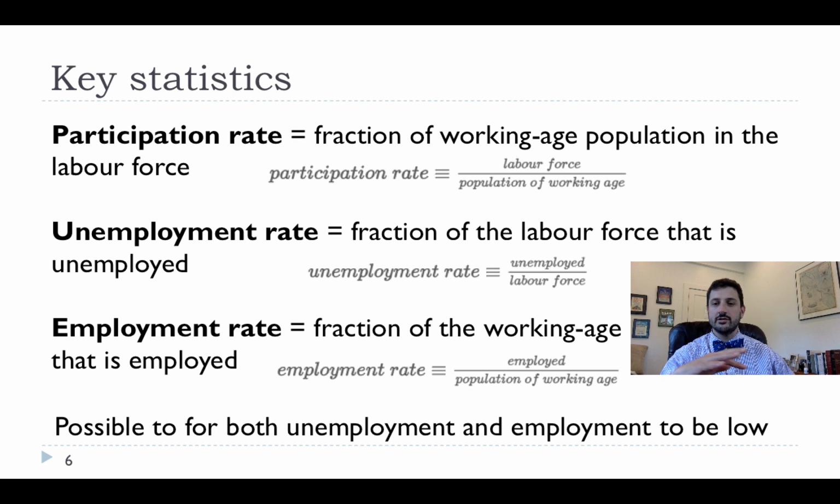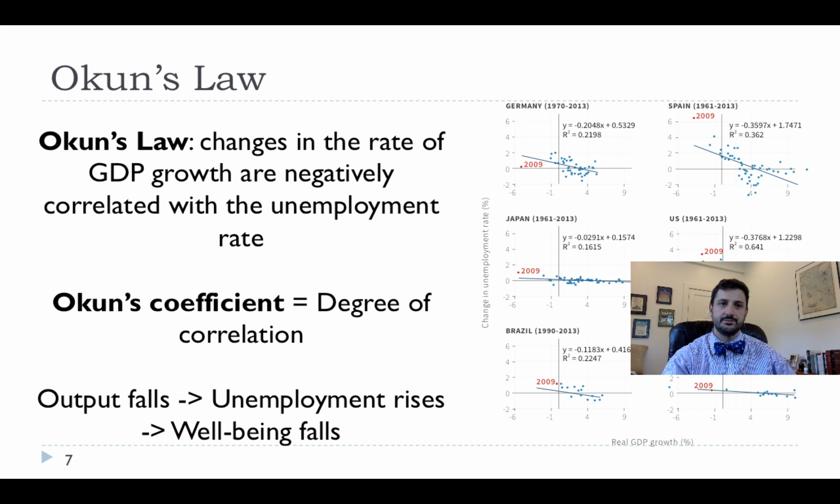Finally, the inverse of the unemployment rate is the employment rate, and that's just equal to the employed divided by the population of working age. And if that goes up, that means that more people are working. If it goes down, it means less people are working. And it's possible for both the unemployment and employment rates to be low if people have sort of given up looking for work, right? If they aren't able to find jobs.